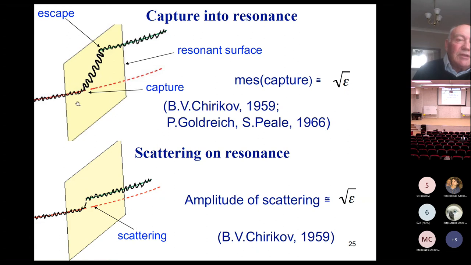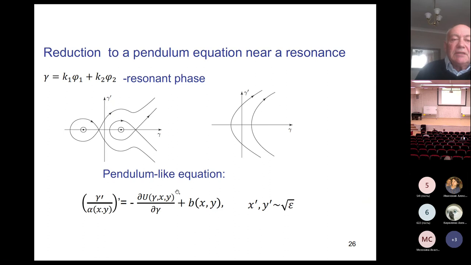Actually, here it looks like the difference is only in scale. This is big, of order one, and this is small, of order square root of epsilon. But actually there is a qualitative difference. Near resonance we can introduce a resonant phase. This is an angular variable whose frequency vanishes on the resonance. And it is known that dynamics of this phase can be described by a pendulum-like equation. It's again Chirikov, in a particular case. And here is the phase portrait of this motion.